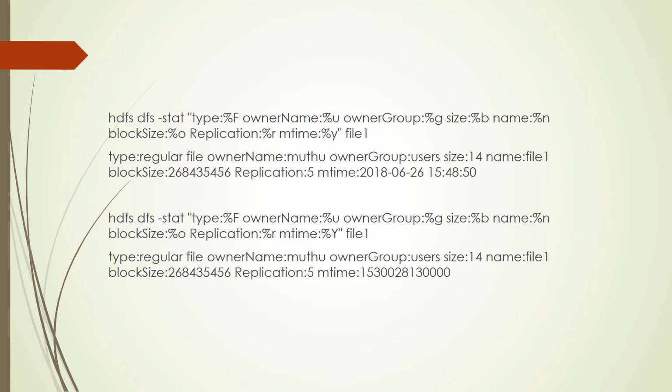-stat will display the file attributes in a given format. Here: type, owner name, owner group, size, name, block size, replication, mtime. You can give any title if you want.